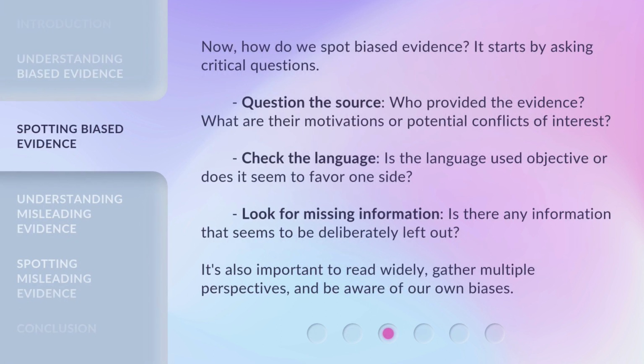Now, how do we spot biased evidence? It starts by asking critical questions. Question the source. Who provided the evidence? What are their motivations or potential conflicts of interest? Check the language. Is the language used objective, or does it seem to favor one side? Look for missing information. Is there any information that seems to be deliberately left out? It's also important to read widely, gather multiple perspectives, and be aware of our own biases.